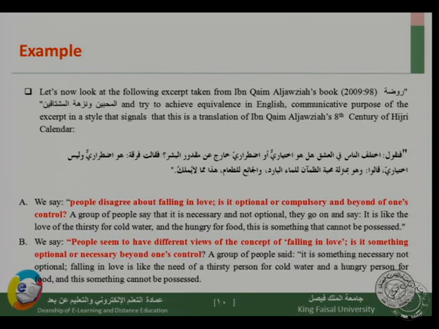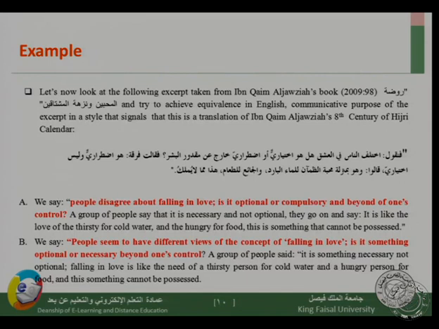It's not easy to translate, not easy at all. You need to really make sure that you find the main equivalence of this text in English, and the communicative purpose. You need to communicate this message to the English reader, and you need to really think of the style of Ibn Qayyim al-Jawziyya. Can you write in a style like his?